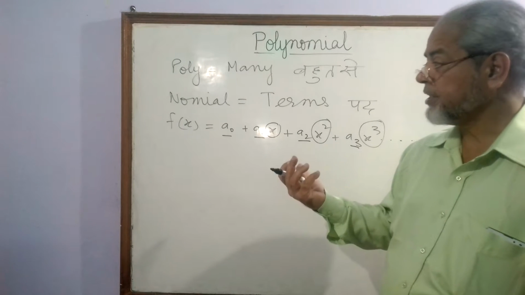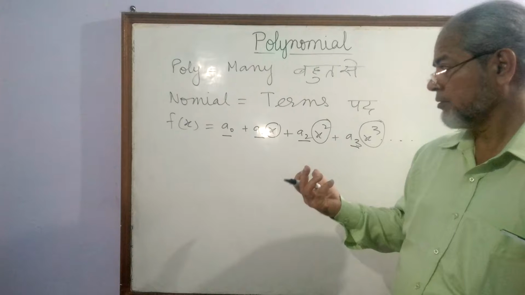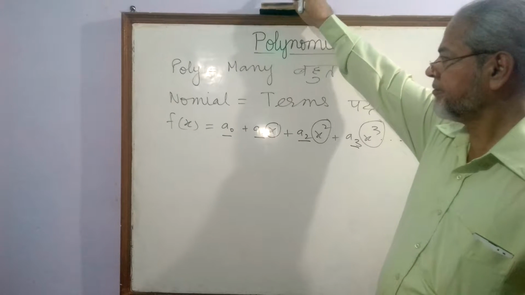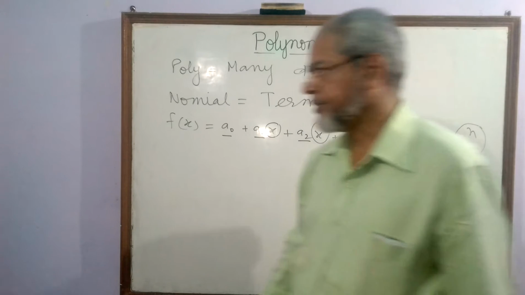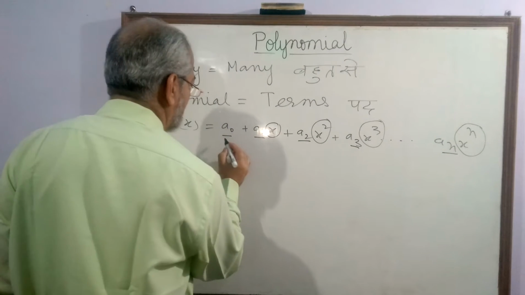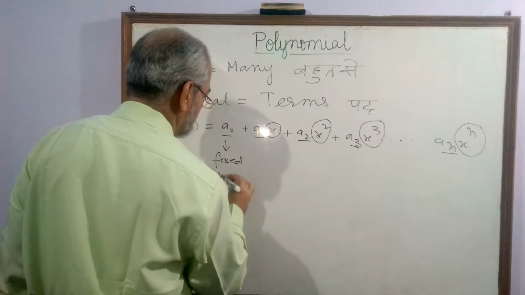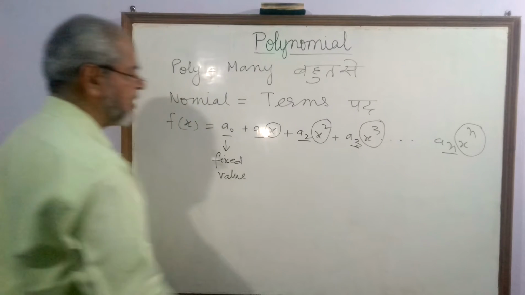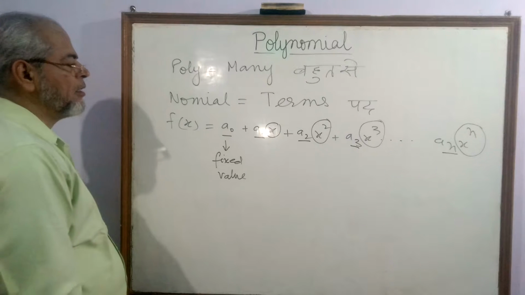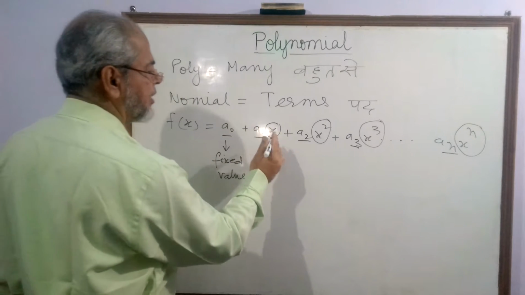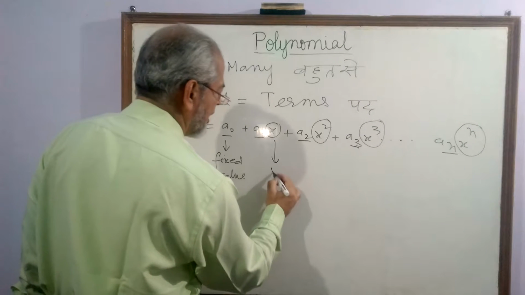So what is constant and what is variable? We should know that. See, if a term has a fixed value, then it will be a constant. So these are constants and they are attached to variables.